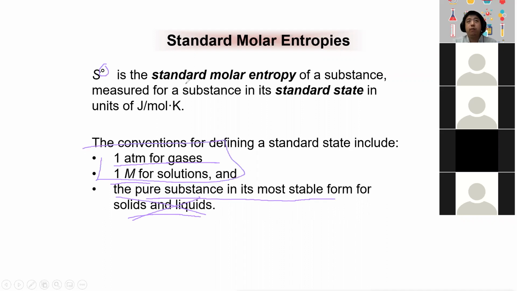Anytime you see this, it refers to the standard state. Standard state means 1 atm for gases. These are set values. Okay.